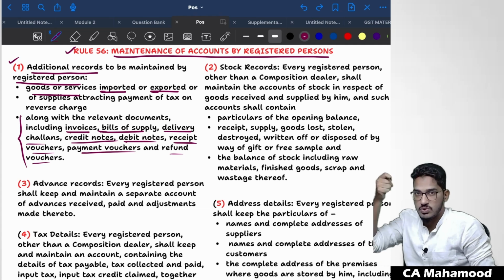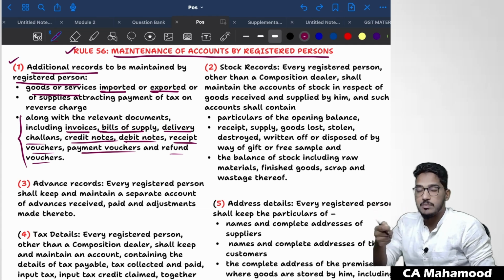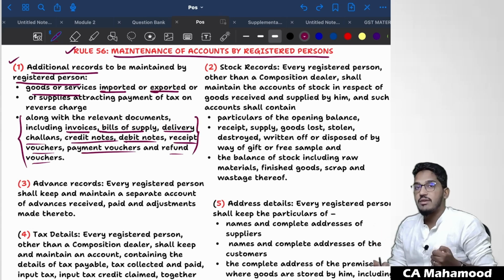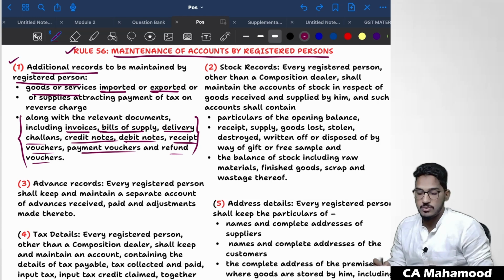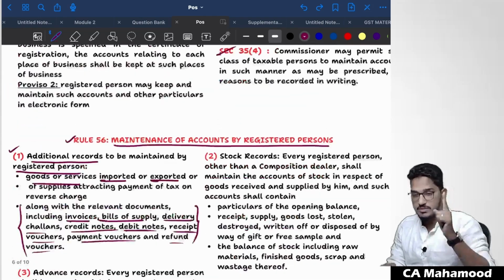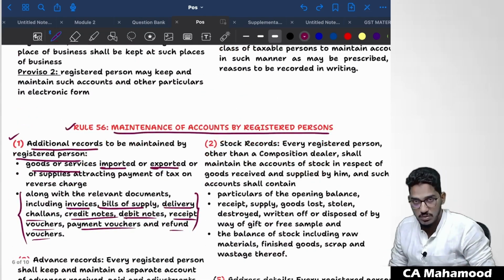So whatever documents you are issuing, be it invoices, bills of supply, credit notes, debit notes, refund vouchers or payment vouchers, all these relevant documents which you have issued should also be stored. They should not be thrown out, they should be stored. So in addition to records given under 35 subsection 1, these records are also required to be maintained. Who says that? Sub rule 1 of rule number 56 says it.